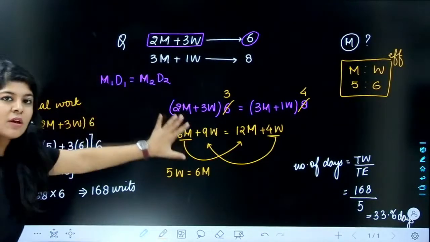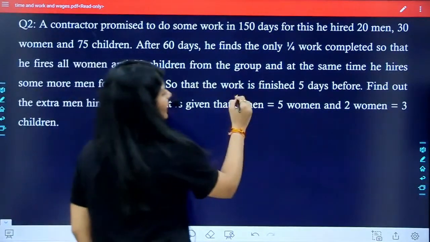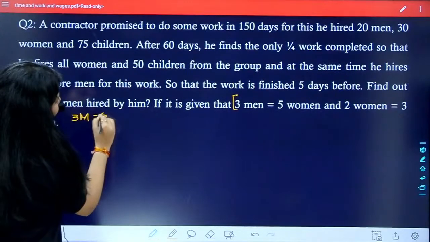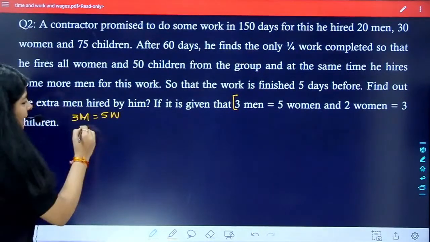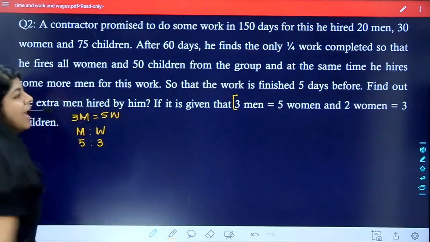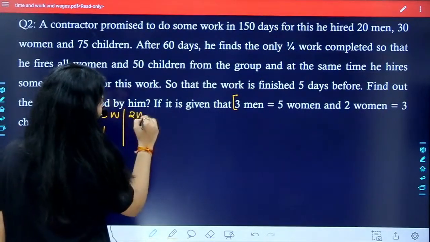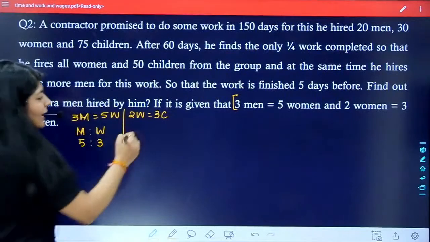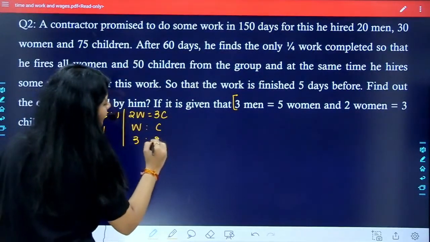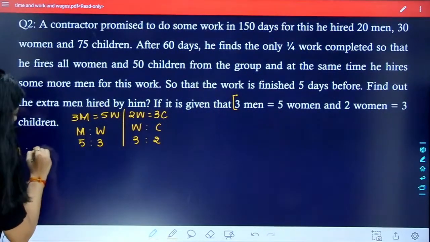Now with the help of this concept, we have to solve this question as well. In this, it is clearly mentioned that 3 men is equals to 5 women. From this, we can easily write the ratio between men and women, and that is 5:3. And it is also given that 2 women is equals to 3 children. So again we can easily write down the ratio between the efficiency of women and children, and that is 3:2.